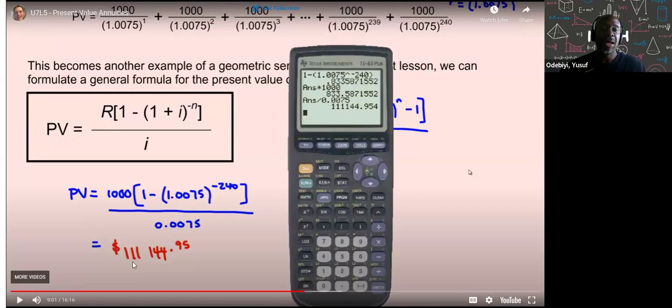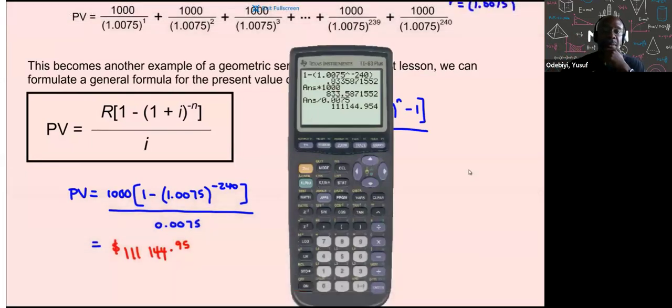All you need is $111,000 and $144.95 in order to take out $1,000 in the future. Because this amount is going to be in accounts where you're going to get interest that's compounded monthly, and that interest is 9%. Okay, so that's your answer. Withdrawals over the next 20 years.